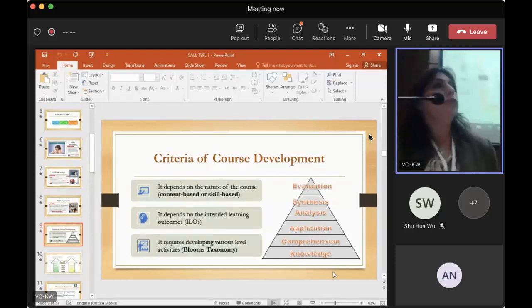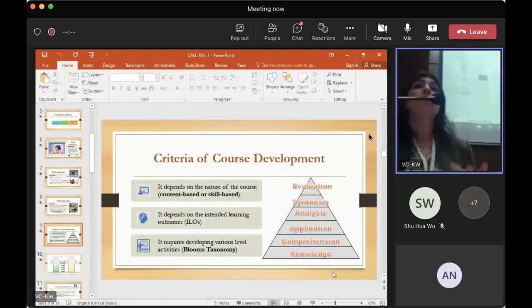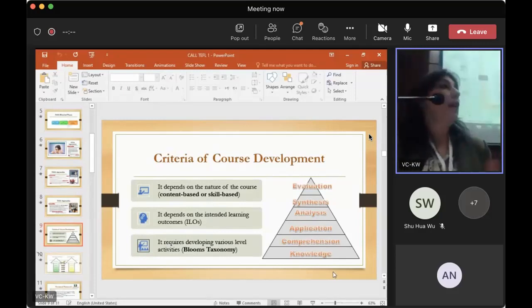And this is what I tried to put in this program, to consider all the things related to building a good lesson plan, as Mr. Martin just presented in his talk.